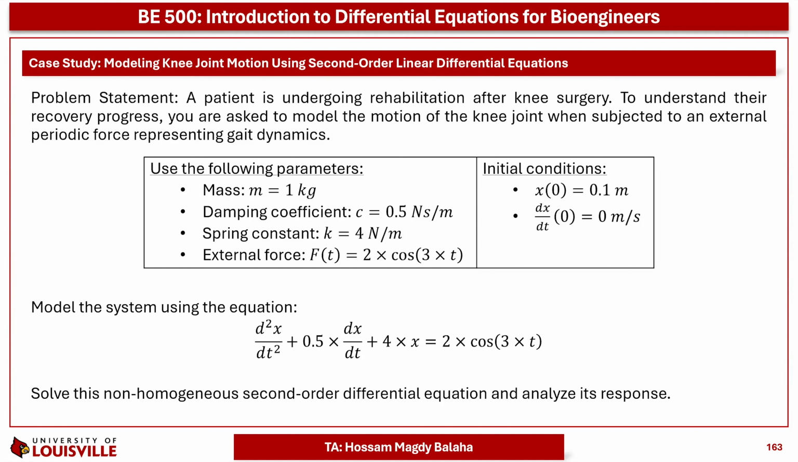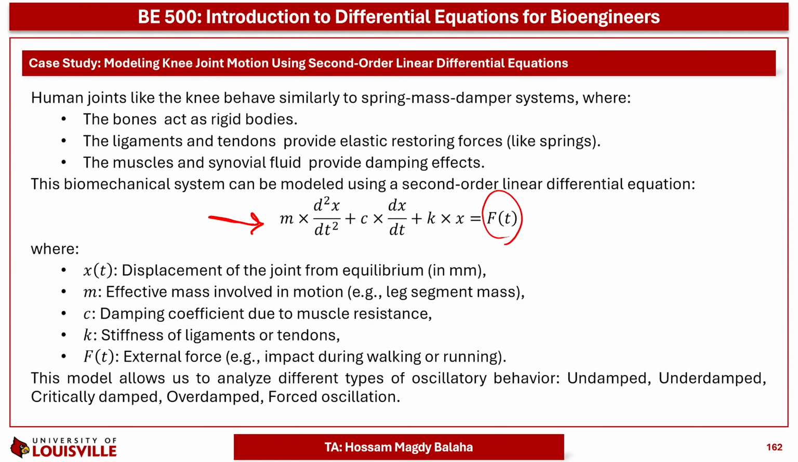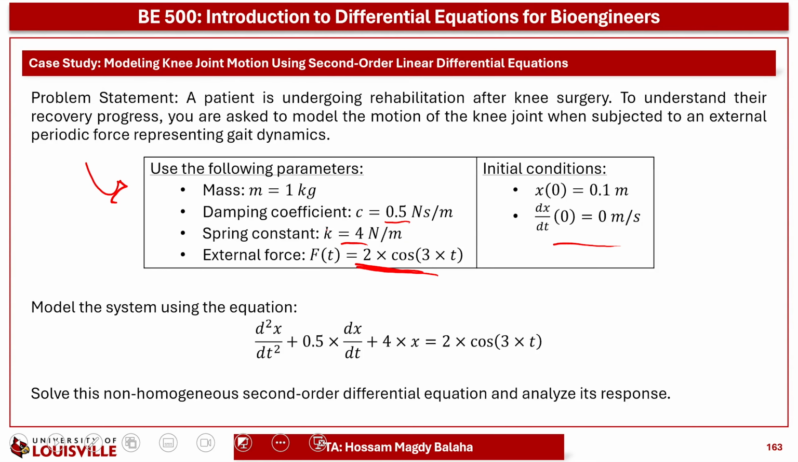And we are given these parameters and initial conditions, where m equals 1, the damping coefficient c equals 0.5, and k is 4, and we have an external force equal to 2 cosine 3t. And the initial conditions: x of 0 equals 0.1, and the first derivative at 0 is 0. So we'll use our model, which is represented here, and substitute using the given parameters to get the following equation.